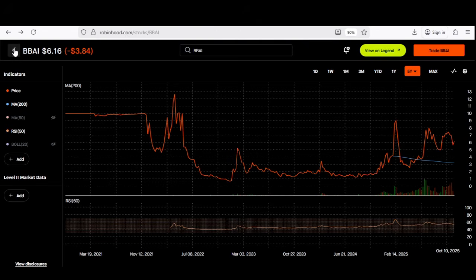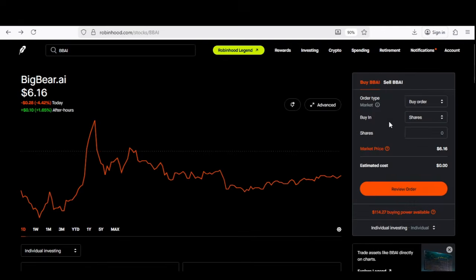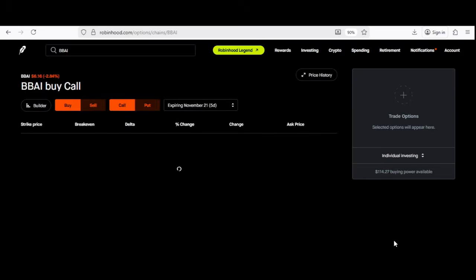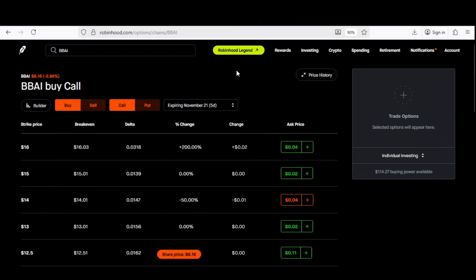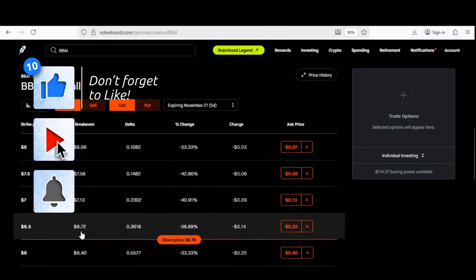So let's go back to BBAI now, and we're going to get into these option strategies. Now, in order to trade options, we're going to go down just a bit and go to trade BBAI options down to the bottom here in order for us to open up our options chain.